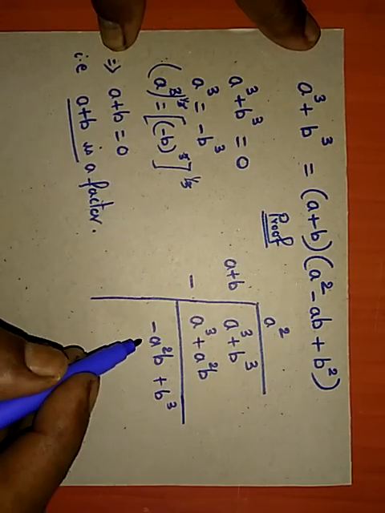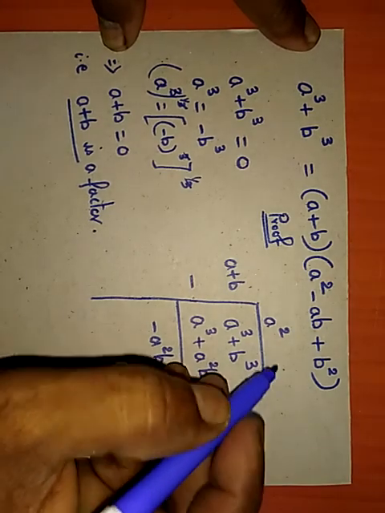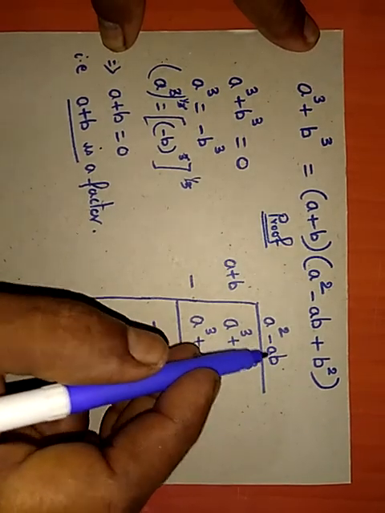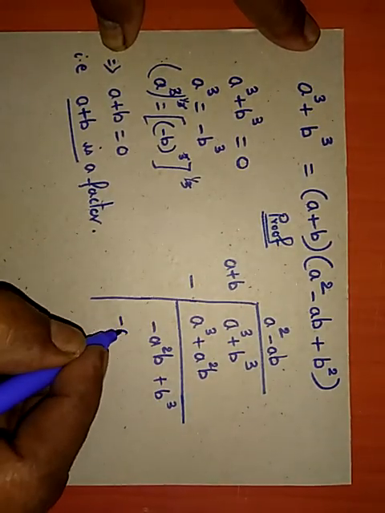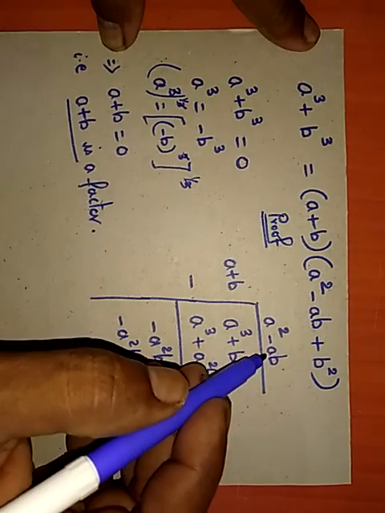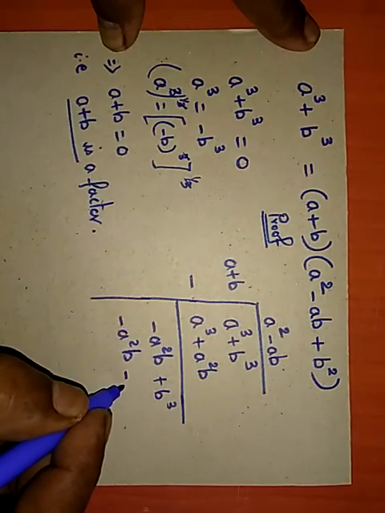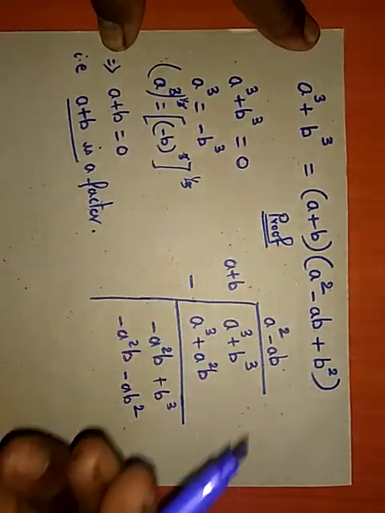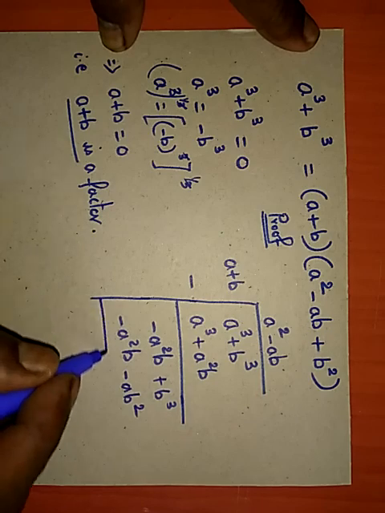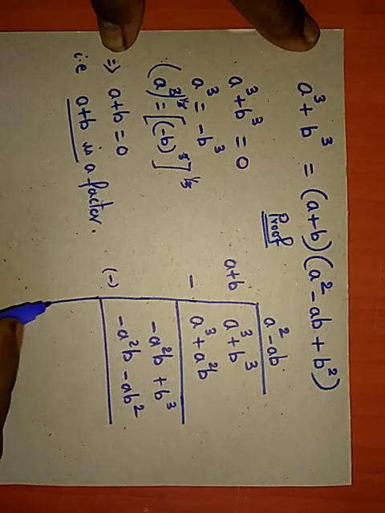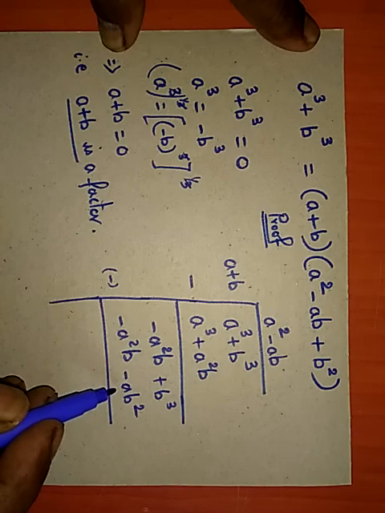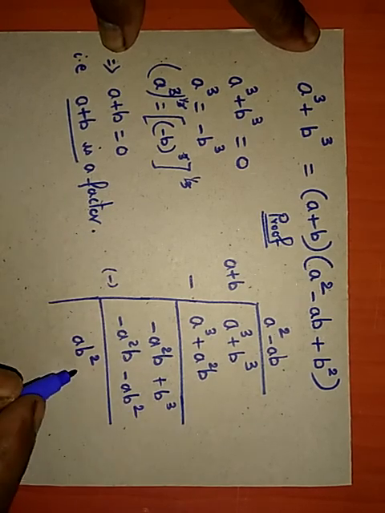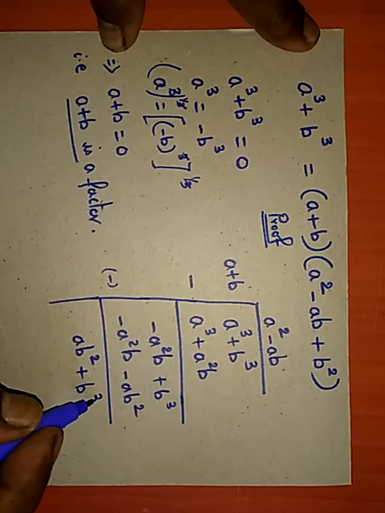Next what you do is we want minus a square b, so minus ab. So minus ab into a, it will give you minus a square b. The next term will be minus a b square. Minus ab into b is minus a b square. Now once again you subtract. These two terms will be cancelled and this will become positive. So you will be having ab square, and already we have plus b cube, so you write as it is plus b cube.